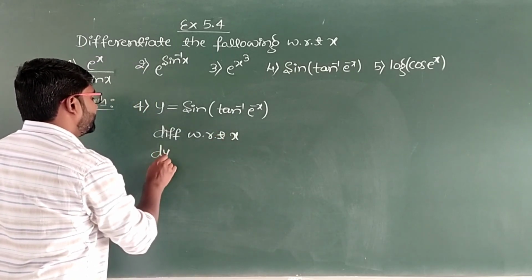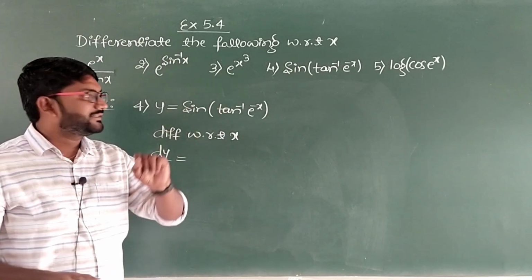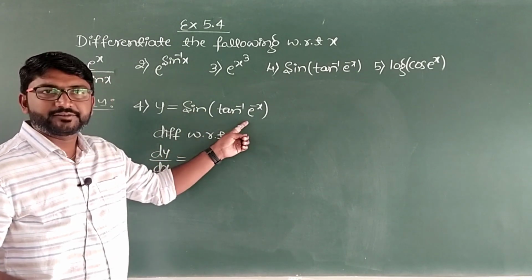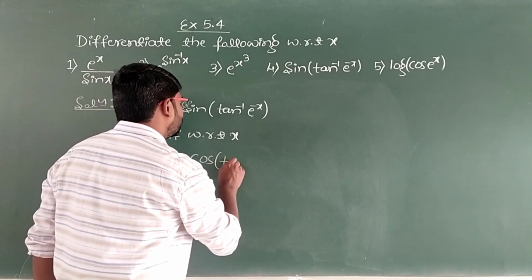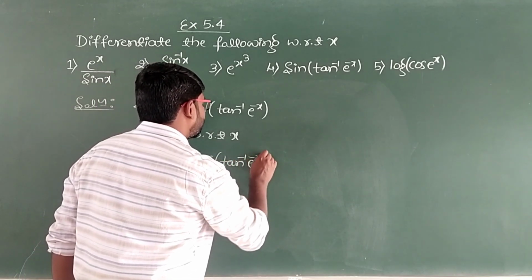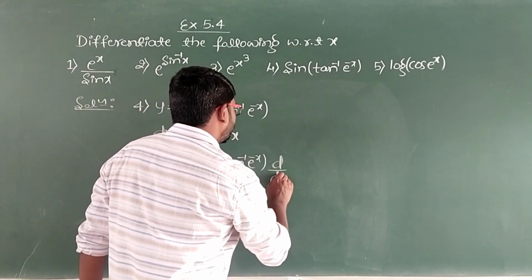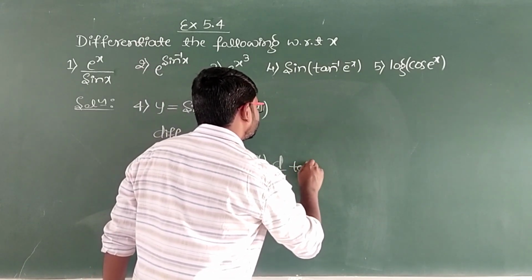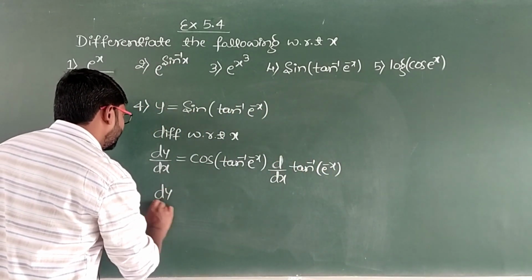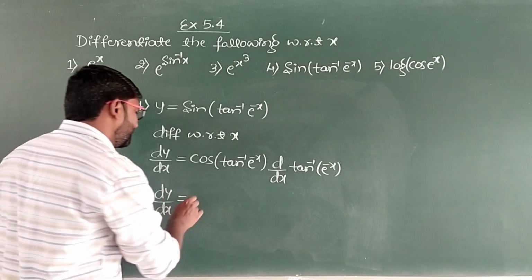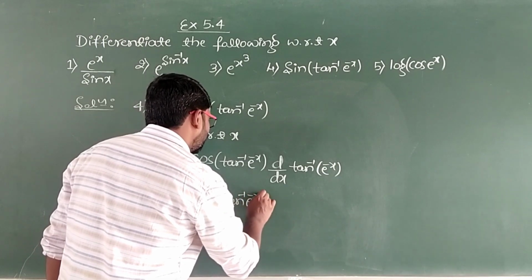What do we have? dy by dx, which is equals to, now whatever is there in the bracket, consider that as x now. It is in the form of sin x. What is the derivative of sin x? It will be cos x. X means tan inverse e power minus x. Now take the derivative of this inside function once again into d by dx of tan inverse e power minus x. So now dy by dx, which is equals to cos of tan inverse e power minus x. I will be writing it as it is.